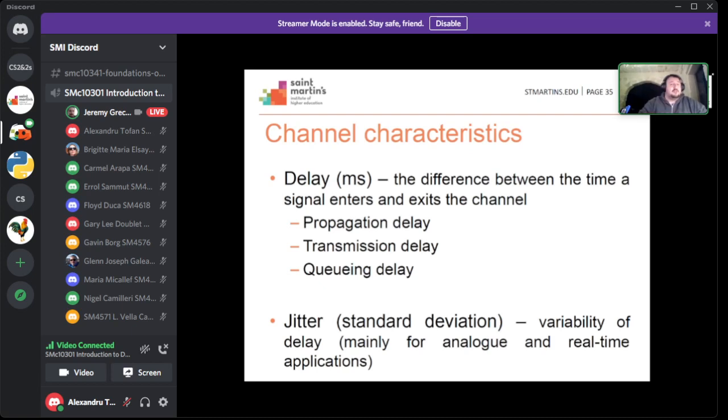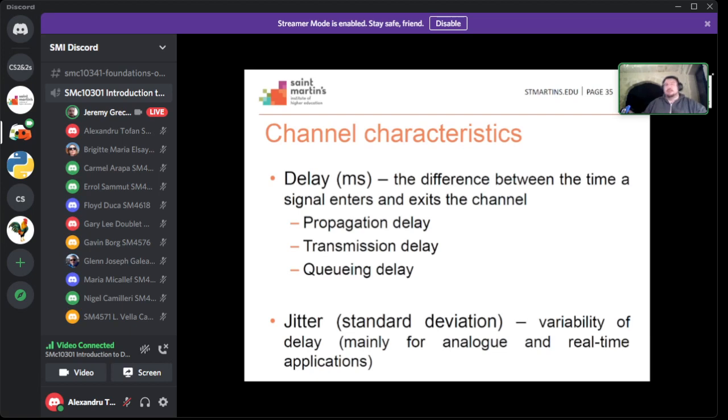You also have what is known as jitter. Jitter is essentially the variability in the delay of a signal, which is mainly attributed to an analog signal, or a real-time signal. Essentially, it is the amount of deviation that you have from the normal distribution of your signal.